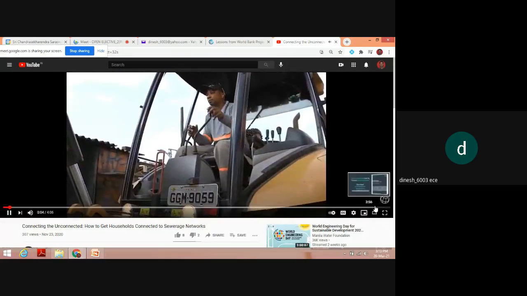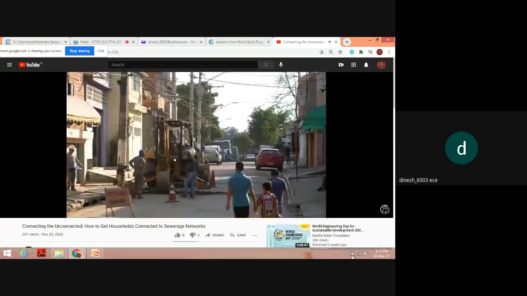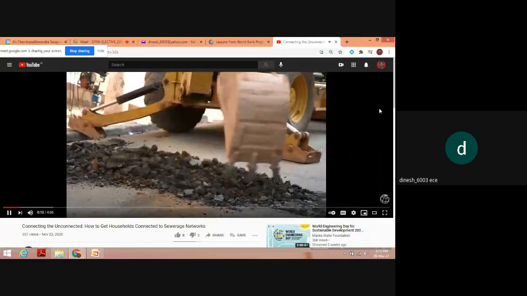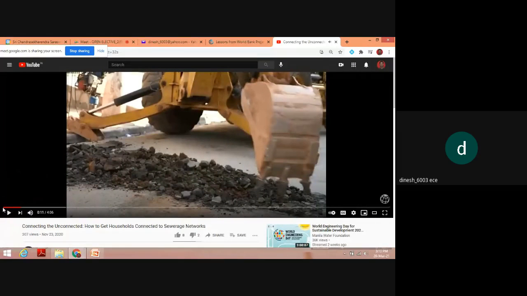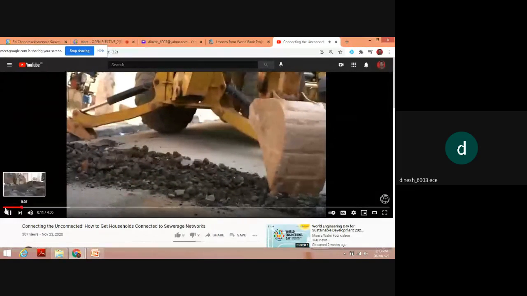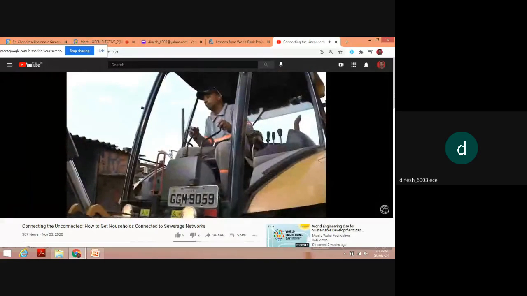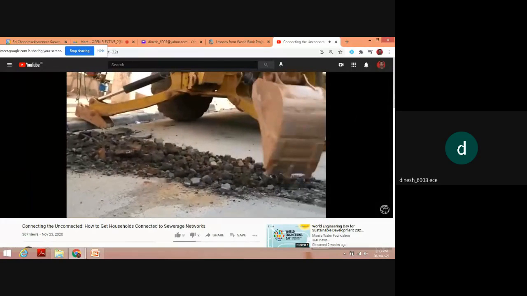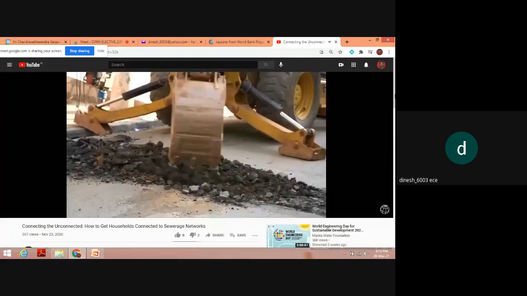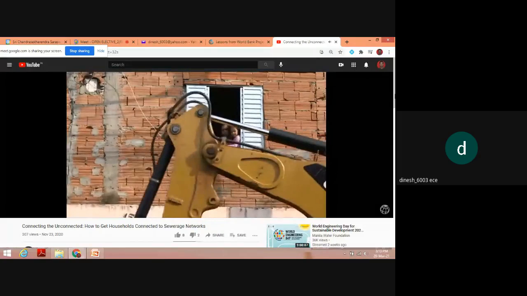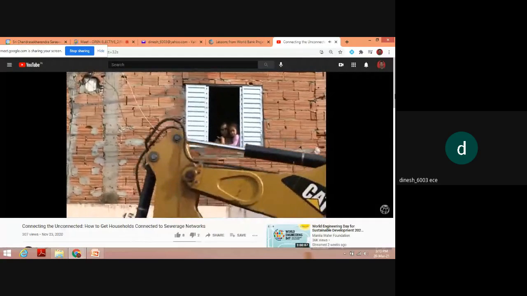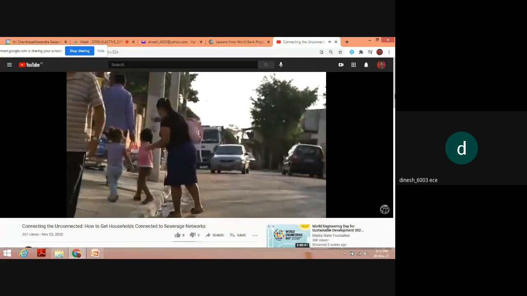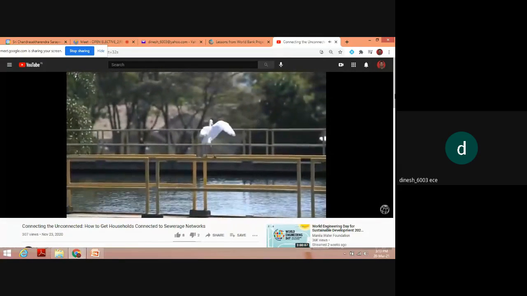Sewer networks have expanded substantially in low and middle income countries around the world, but many households are still not connected, even when these networks pass right in front of their homes. As a result, neither they nor the cities they live in perceive the health, environmental, and economic benefits of the service.